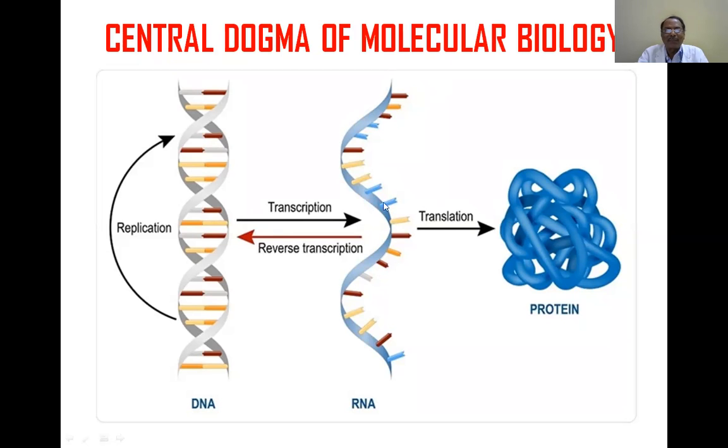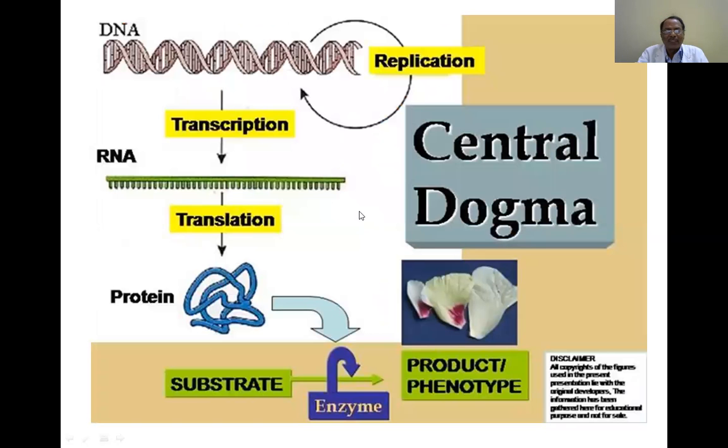Anyway, it is a part and parcel of the history. See, molecular biology, chemical pathology. So this is about the central dogma: transcription, producing RNA, and producing protein. And this will be acting and producing some characters.